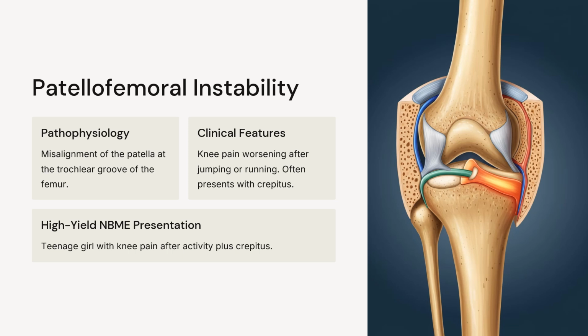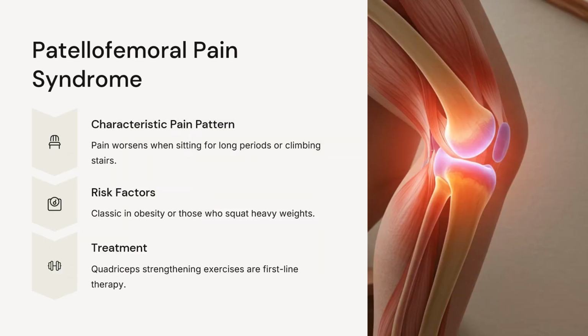What is patellofemoral instability? Patellofemoral instability is where there is misalignment of the patella at the trochlear groove of the femur. Since there is misalignment, there is knee pain which worsens after jumping or running, and it also presents with crepitus. The high yield presentation is a teenage girl with knee pain after activity plus crepitus. So when there is crepitus, it directly points towards patellofemoral instability.